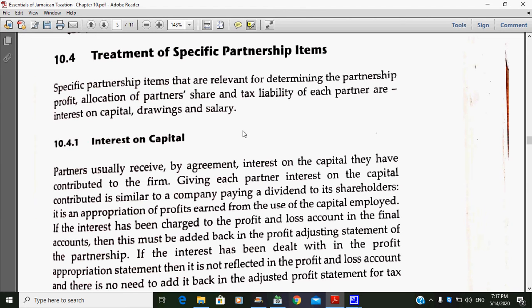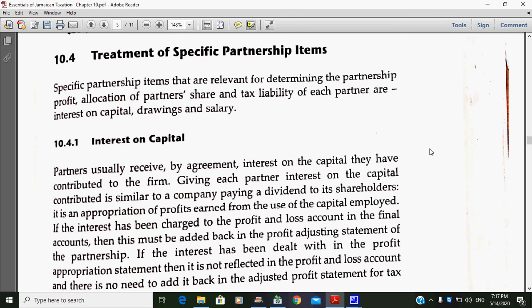Now we're going to look at treatment of specific partnership items. Specific partnership items that are relevant for determining the partnership profit, allocation of partners' share, and tax liability of each partner are interest on capital, drawings, and what? Salary.